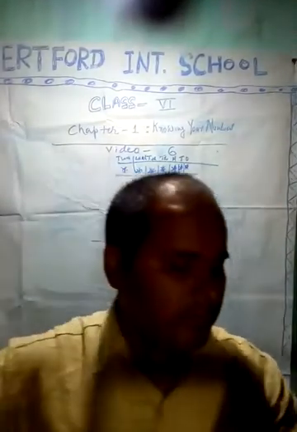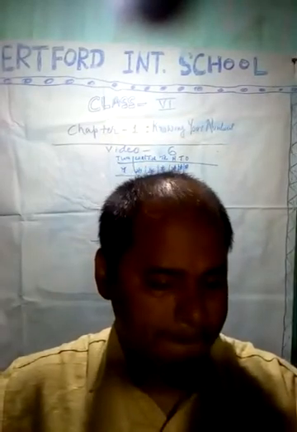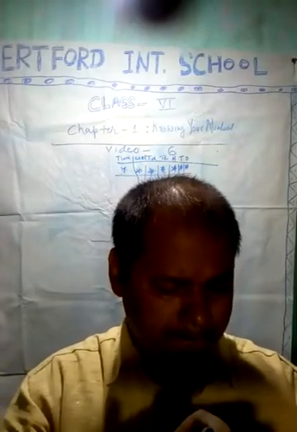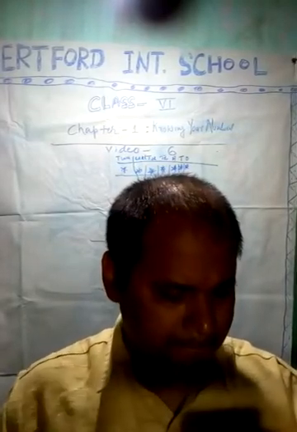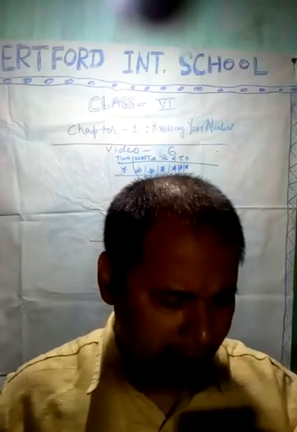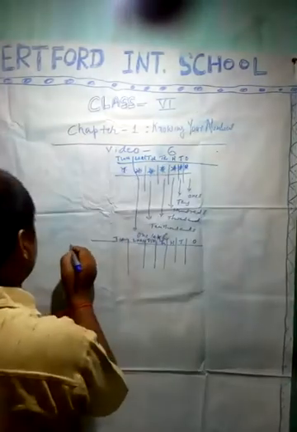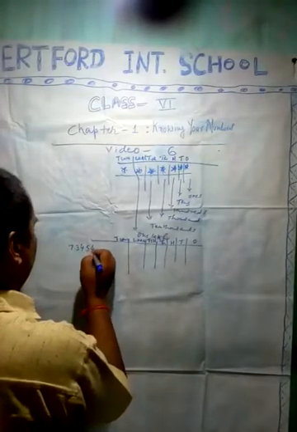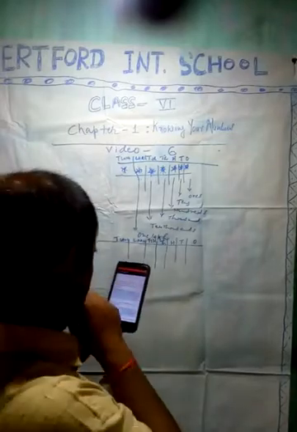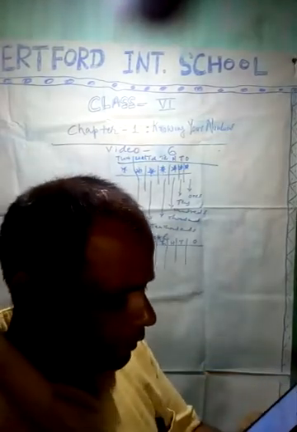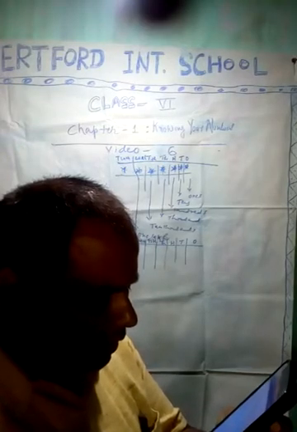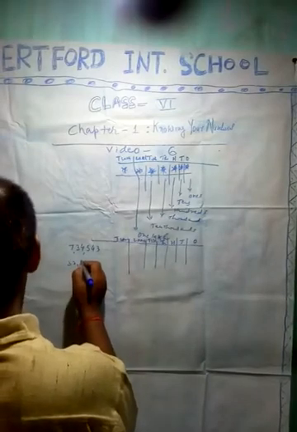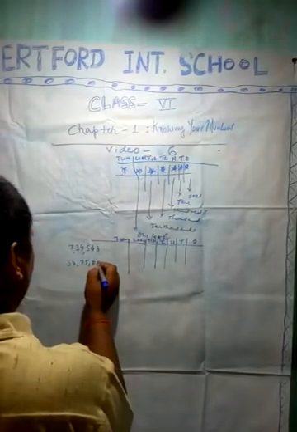So here you have to write 734543. And next one is 3275829.